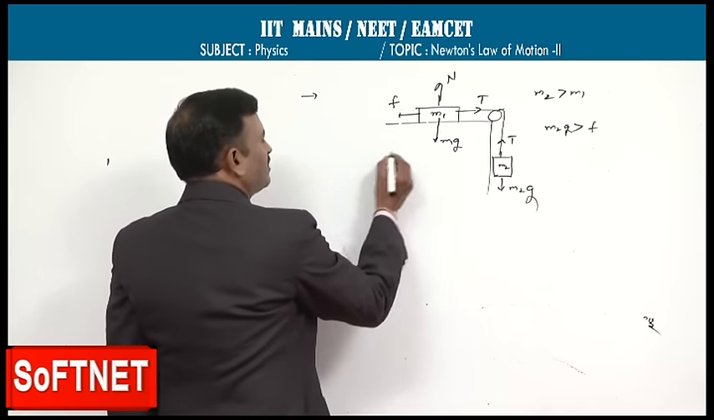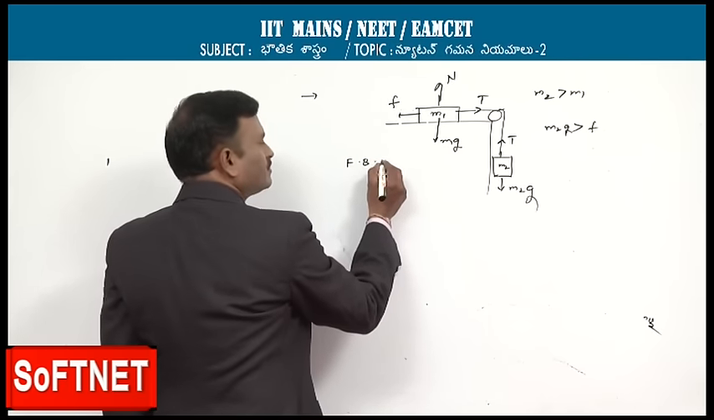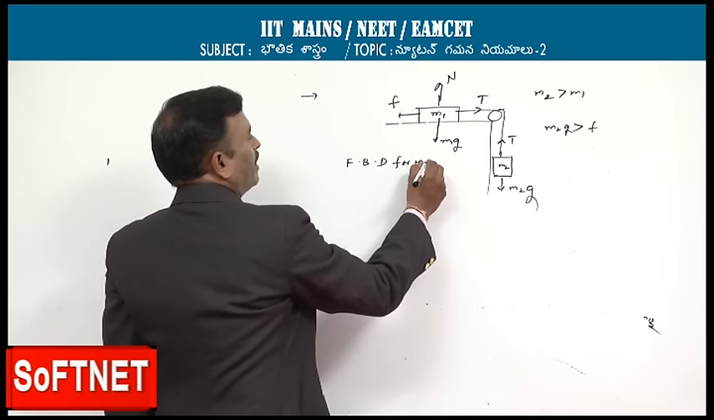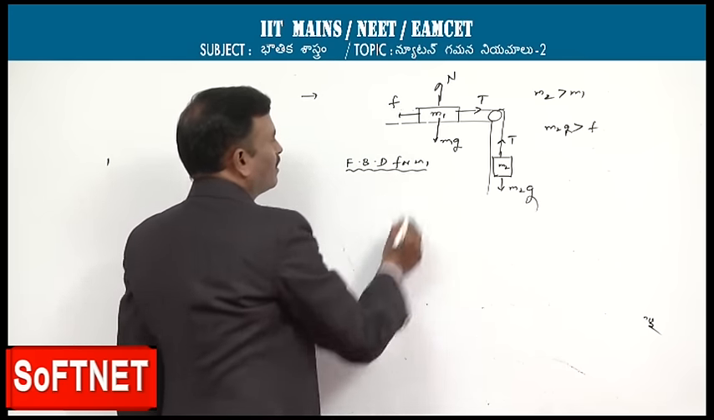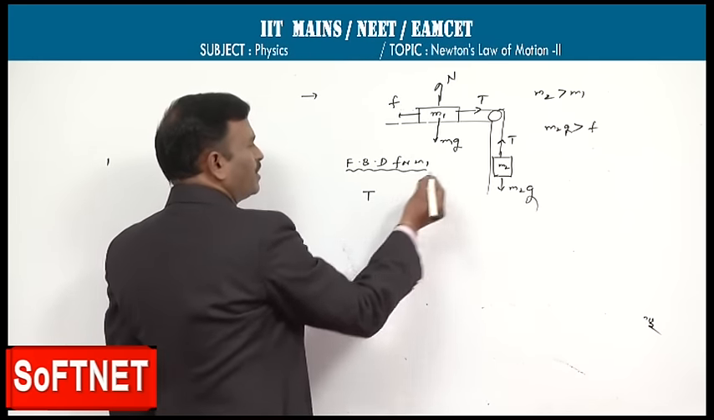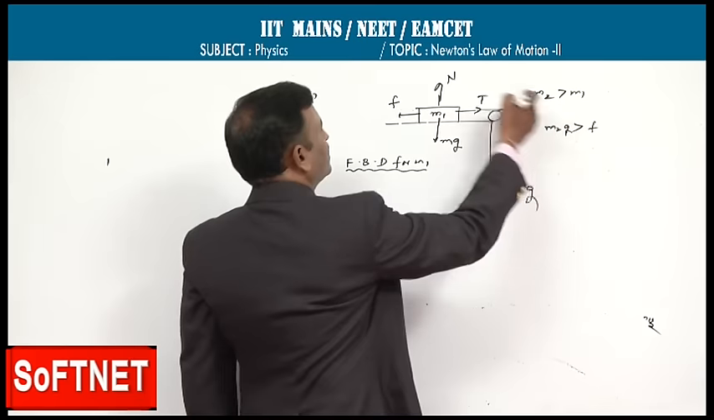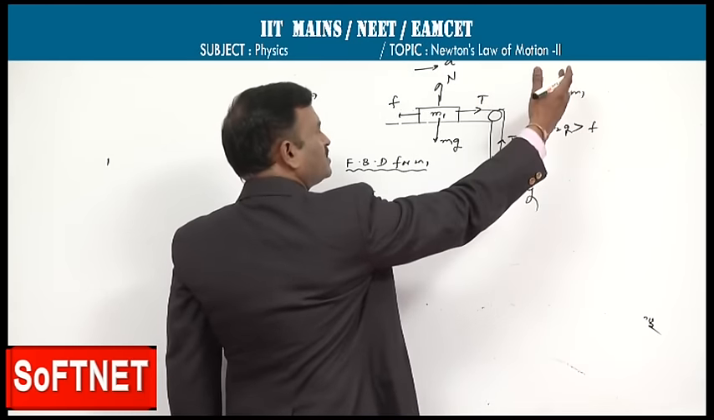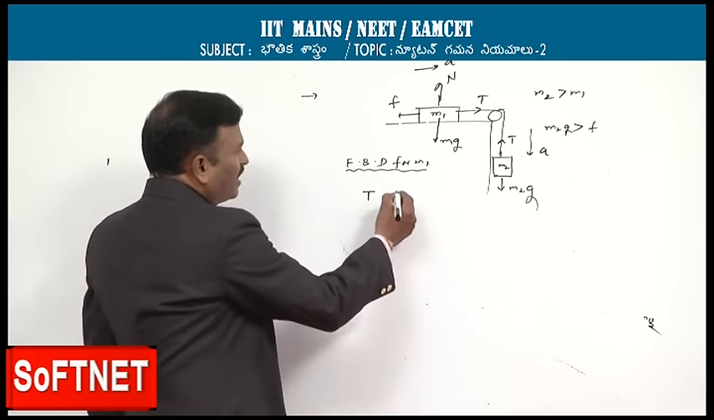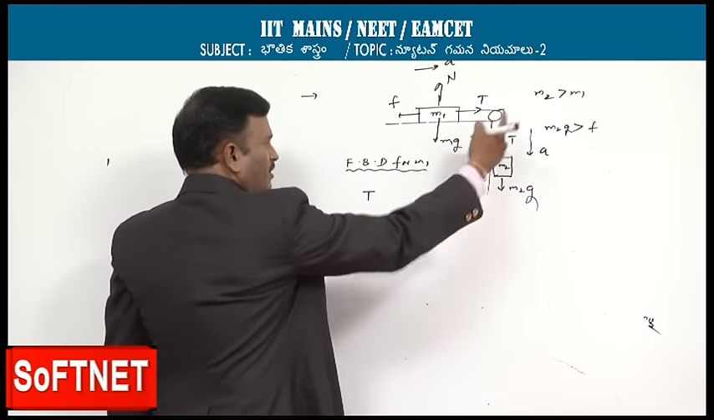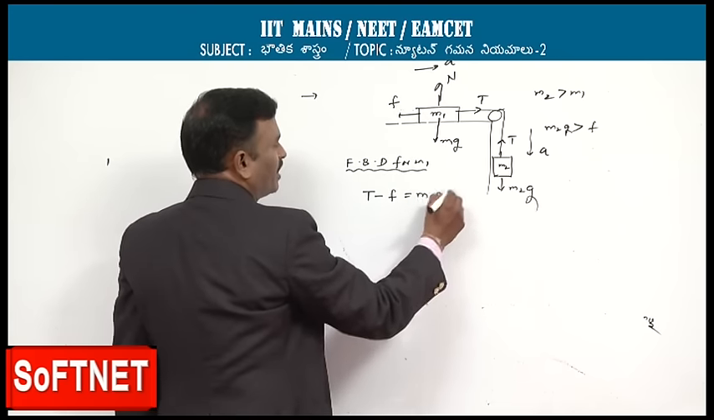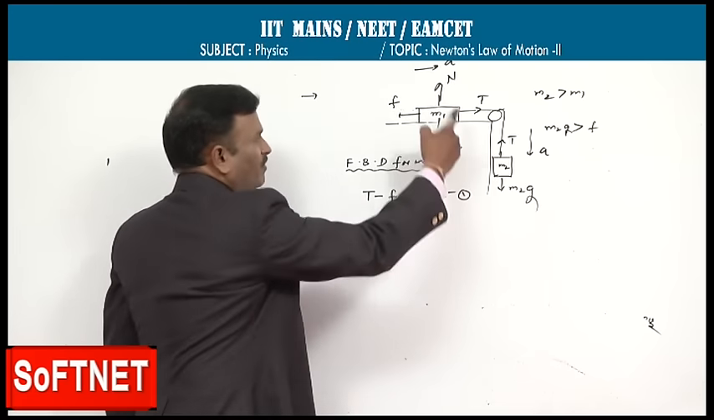Now let us take the free body diagram for m1. What is the free body diagram for m1? Let us see. Tension, obviously we are taking the condition is this thing, acceleration is towards right, acceleration is down, as the resultant one is tension minus frictional force should be equal to m1a. This is equation 1 for first body.